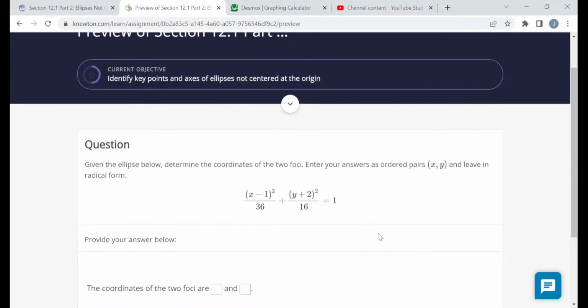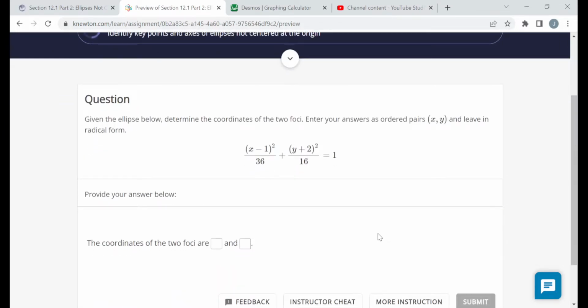Okay, we're asked to find the foci this time. So again, I'll write this out. And after some practice, you should be able to find all these points, the vertices, the co-vertices, and the foci without even graphing.